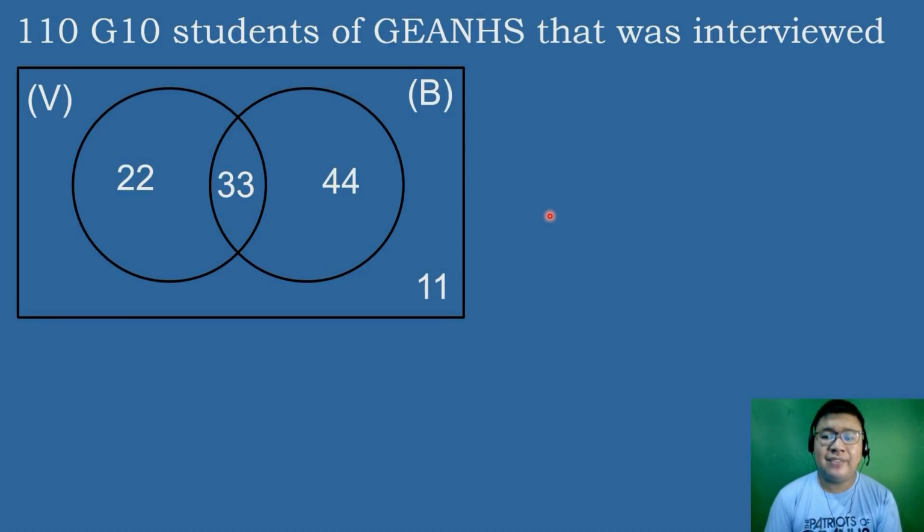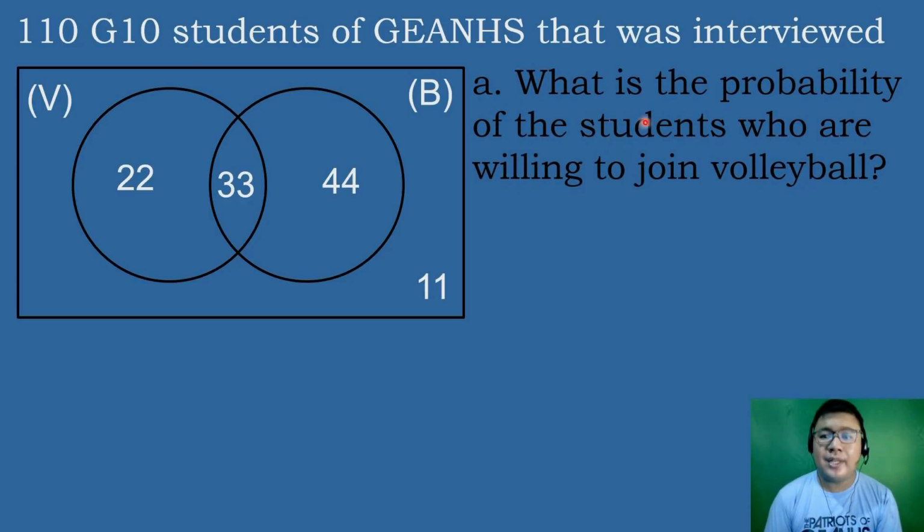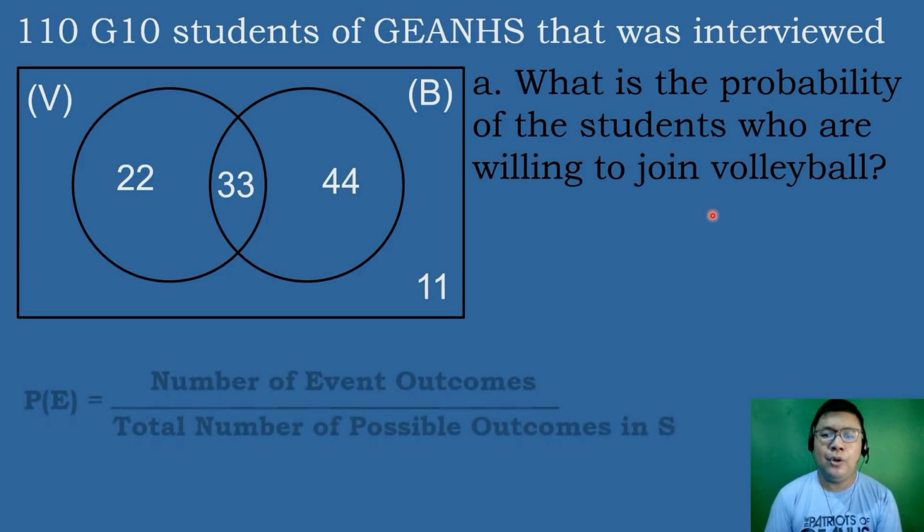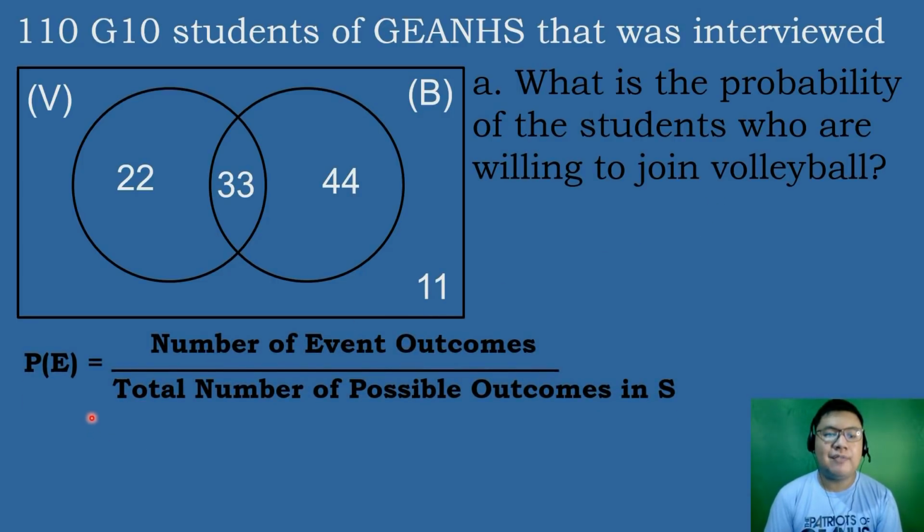So this is what our Venn diagram looks like. Let's try to answer the following questions. What is the probability of the students who are willing to join volleyball? To solve for this, we will apply the probability of simple events, wherein the probability of event E equals the number of event outcomes over the total number of possible outcomes in the sample space. All we need to do here is to get the number of event outcomes.